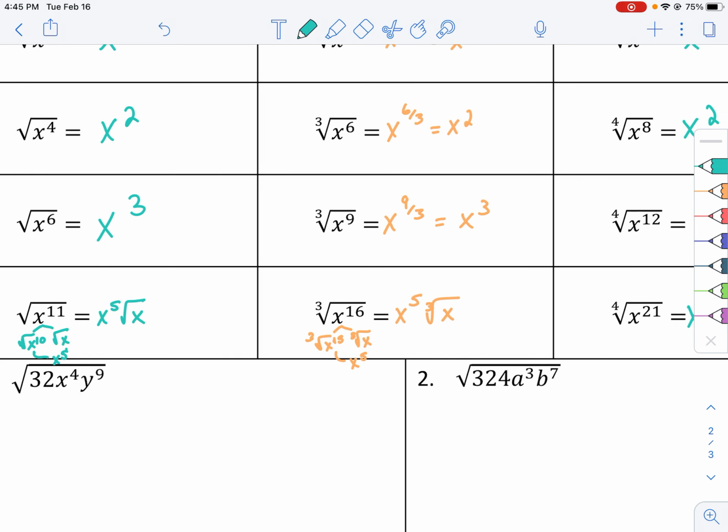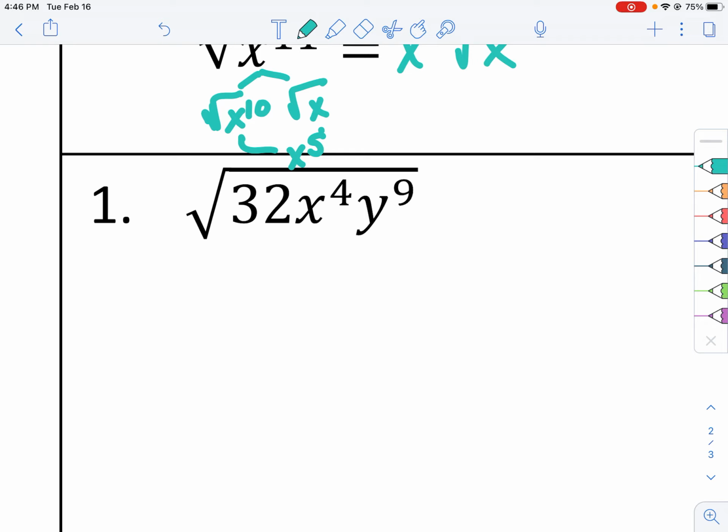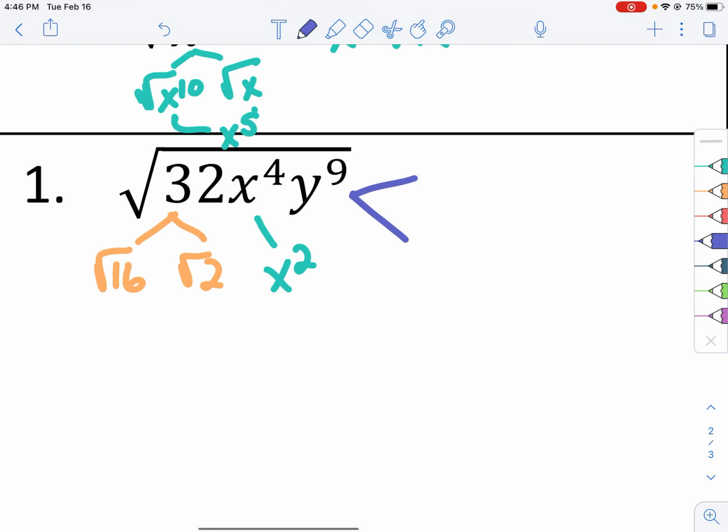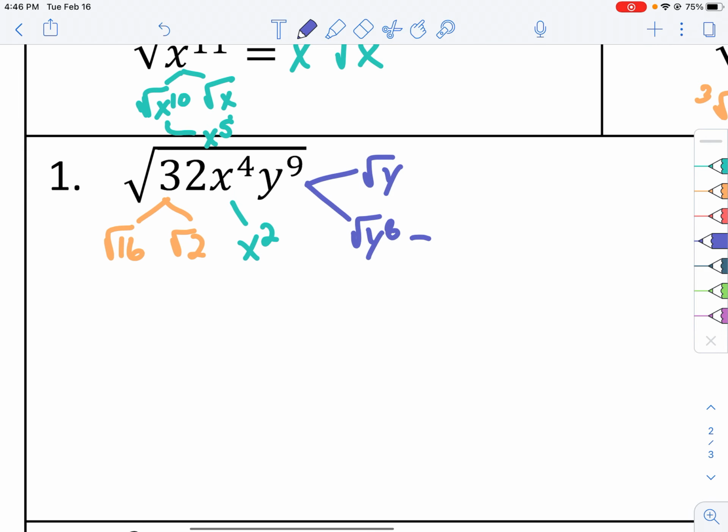So now we have the square root of 32, x to the 4th, y to the 9th. So square root of 32, biggest perfect square that goes into that. We have the square root of 16, square root of 2. X to the 4th, when you square root it, just becomes x squared. Y to the 9th power, you need to split it into its closest even power. So that's the square root of y to the 8th, square root of y. So the square root of y to the 8th becomes y to the 4th power.